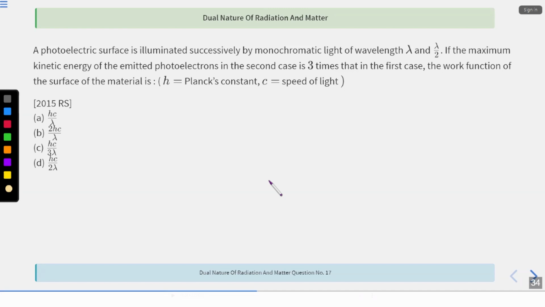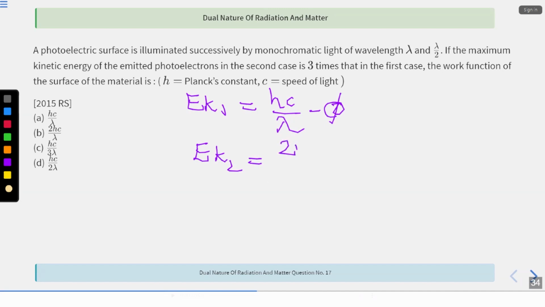Okay, so I can tell that first EK1, okay? This was going to be maximum. So that is equal to hc by lambda minus phi. Yes. And I can tell that similarly EK2. It has been given that it becomes lambda by 2. So I can write this as 2hc by lambda and it is again minus phi.